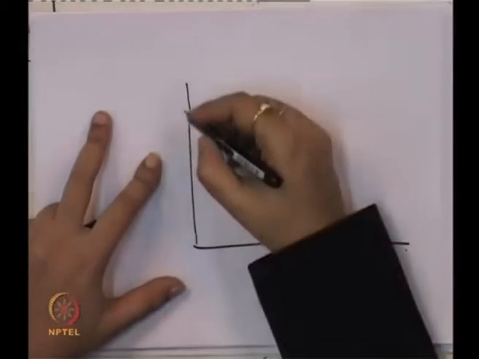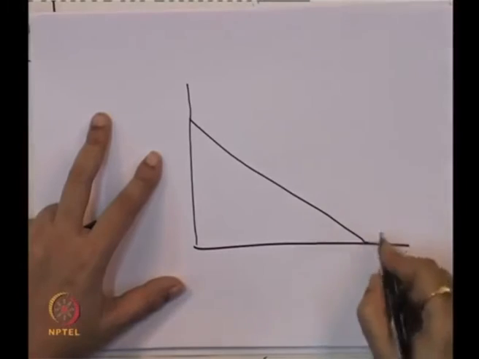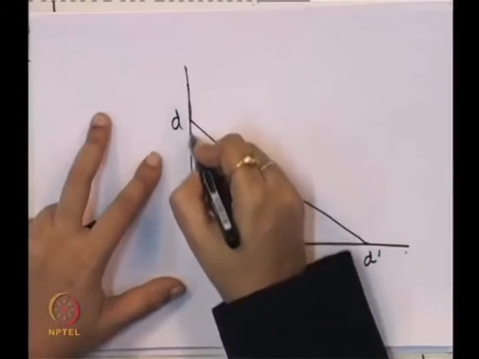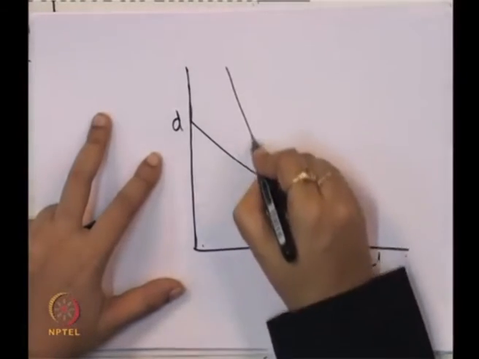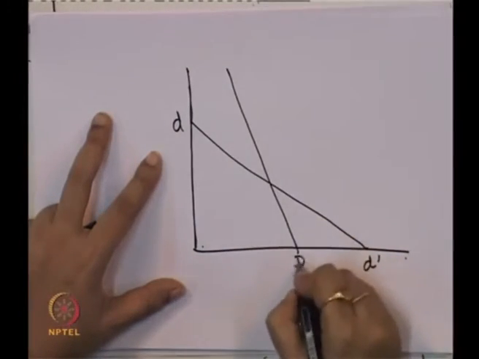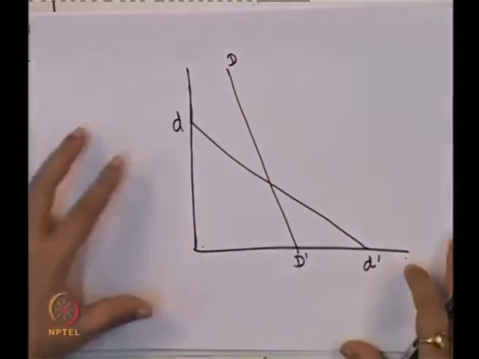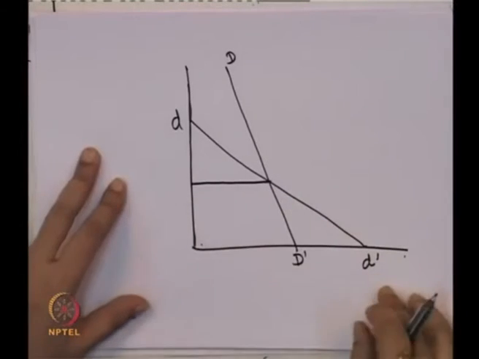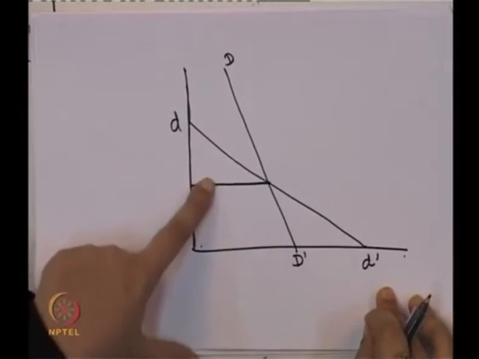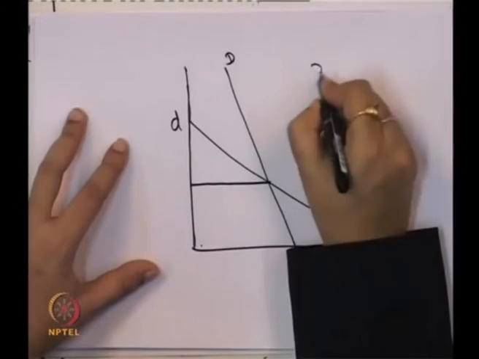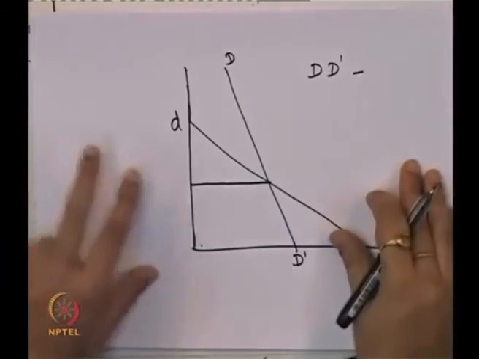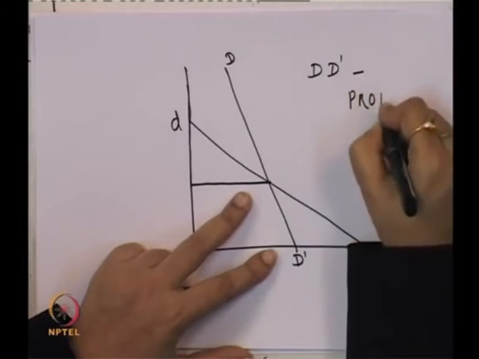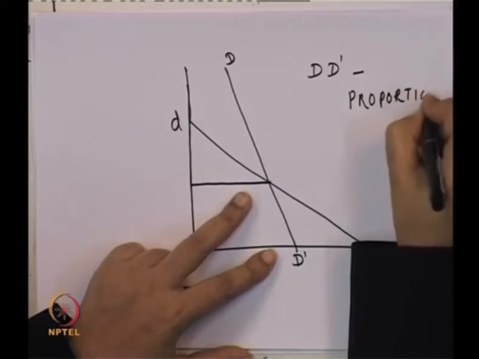So, we will take two demand curves, one is d dash and the second one is capital D dash. Now, what is the difference between this capital D dash and the small d dash? This capital D dash is generally known as the proportional demand curve.